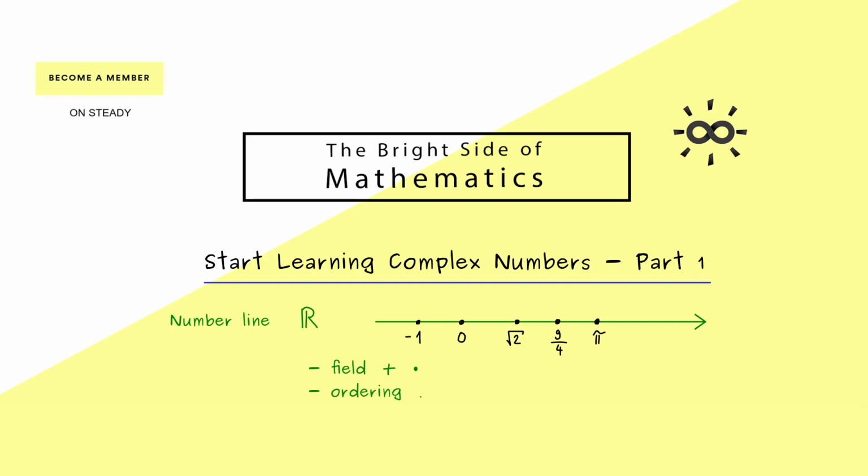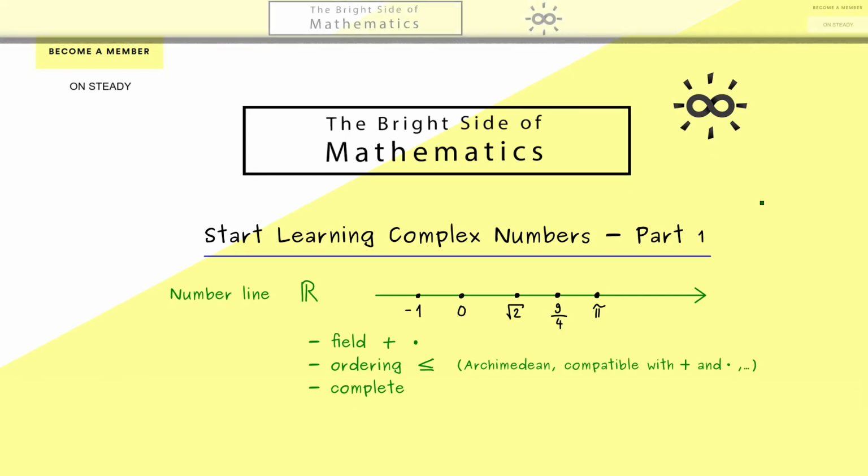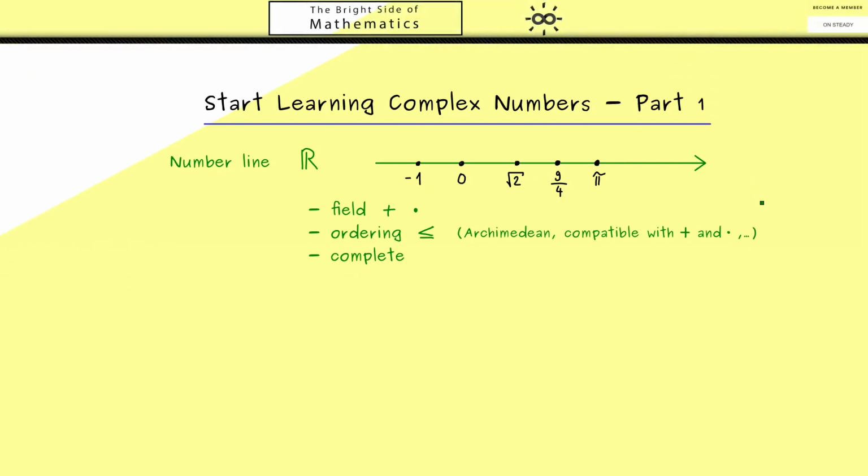Then we also have an ordering, so we can compare two numbers, and this ordering also satisfies some rules. Finally, the last property is the completeness, which tells us that there are no holes on this number line. Okay, then let's discuss what one can do with these real numbers here.